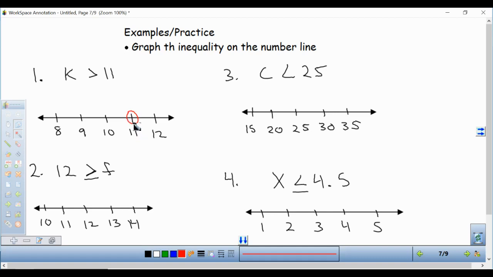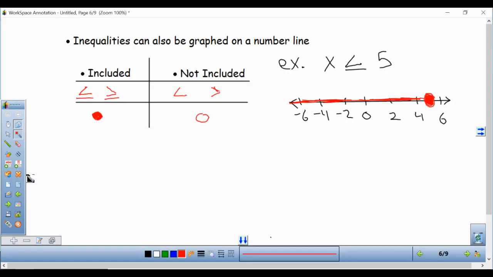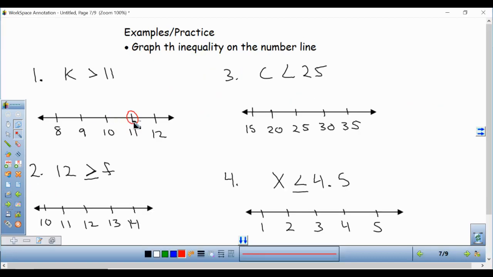And I need to decide, is this circle shaded or unshaded? Well, if I go back to the previous page, these symbols are represented by an unshaded circle. So I'm going to leave 11 unshaded. Also, it says K is greater than 11. So can K be 11? No, K cannot be 11. So therefore, it is not shaded. We only shade things K can be. K is greater than 11. So I'm going to shade everything that's greater than 11. And that's how we graph number 1.